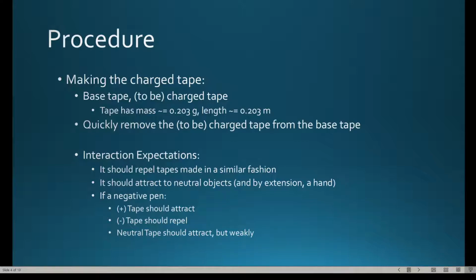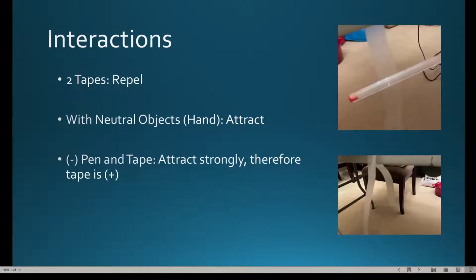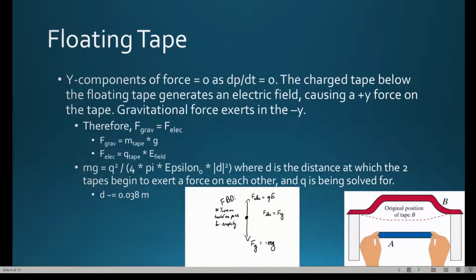As for the actual interactions, two similar tapes do in fact repel. When the tape is near a neutral object, it will attract, and when the tape is brought to a negatively charged pen, it attracts strongly, therefore the tape is positively charged. For the floating tape portion, we know that the tape itself is floating and it is not moving. Therefore, dp/dt in the y direction is equal to 0, and so the y forces balance out.